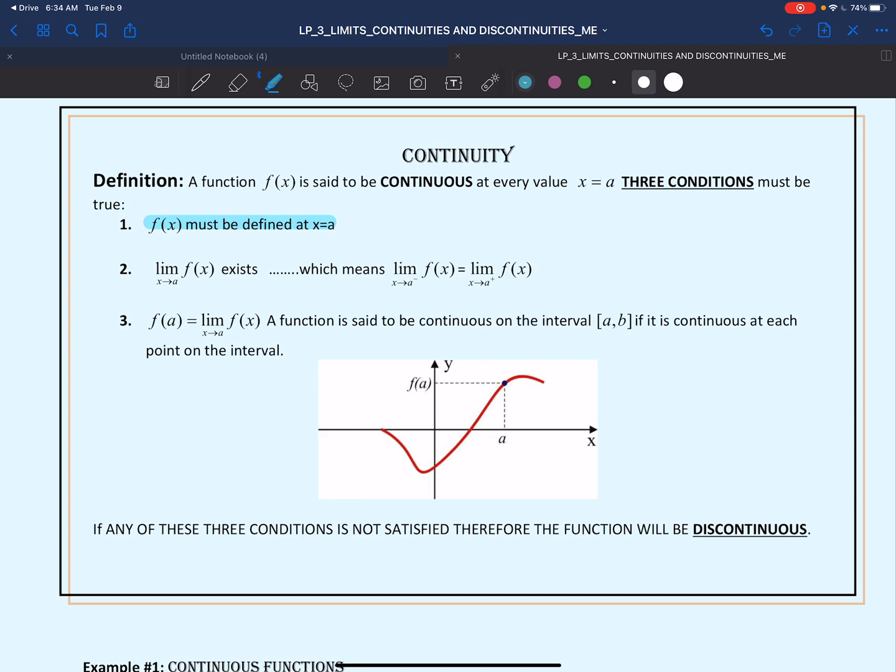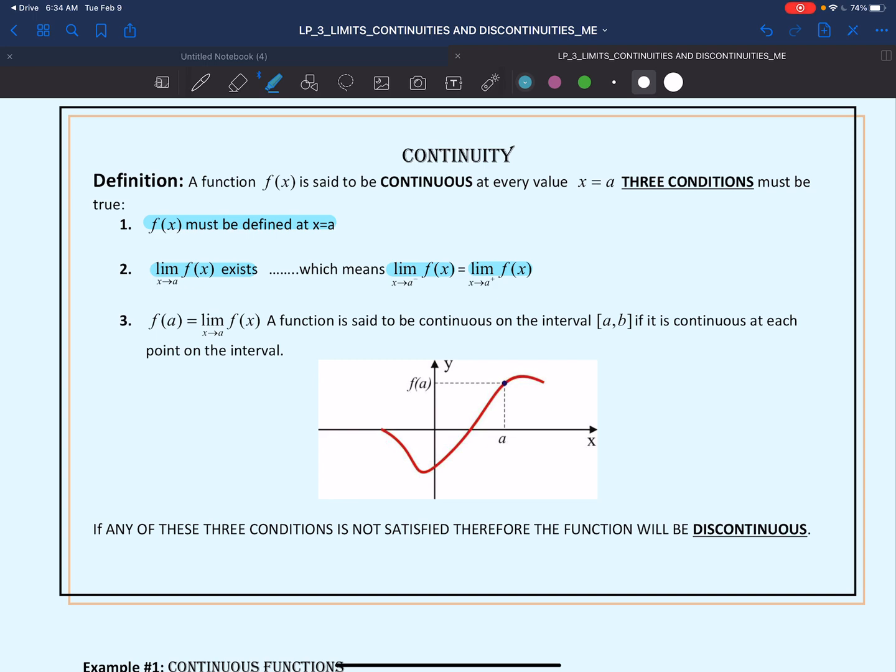Number two, the limit at x equals a must exist. And in order to find the limit, you must check both left and right-hand limits. And they must be equal to each other for the limit to exist.